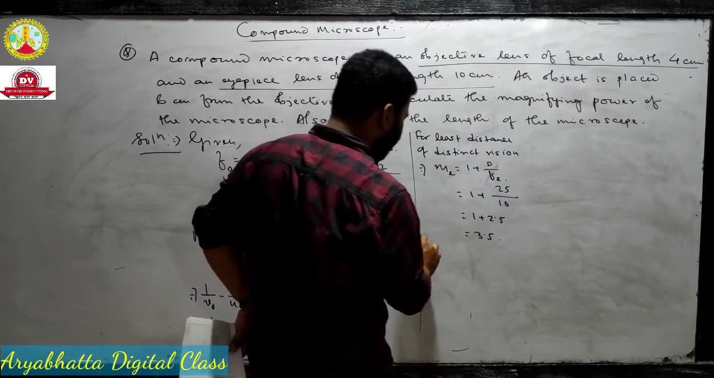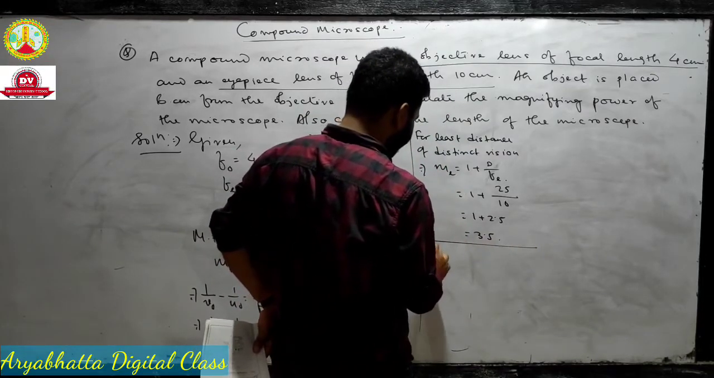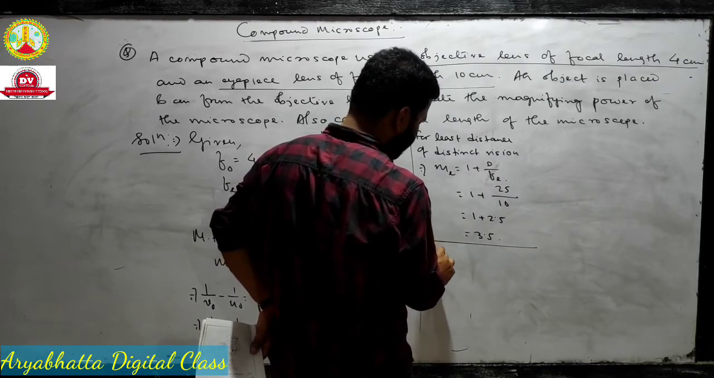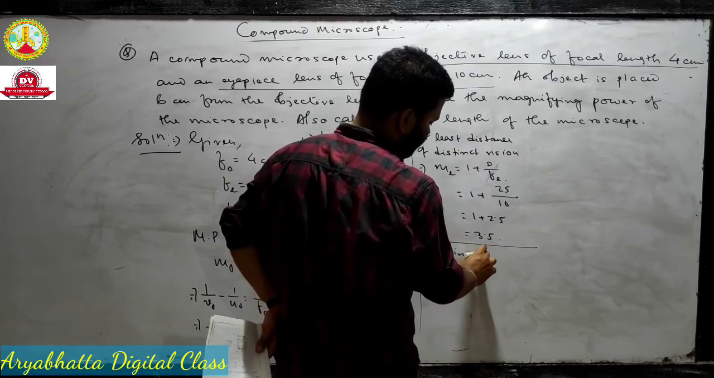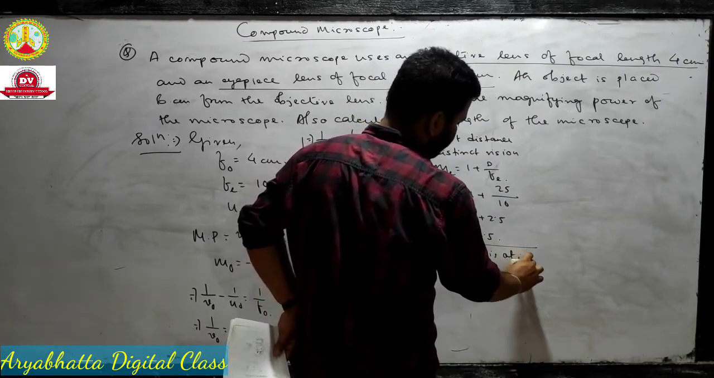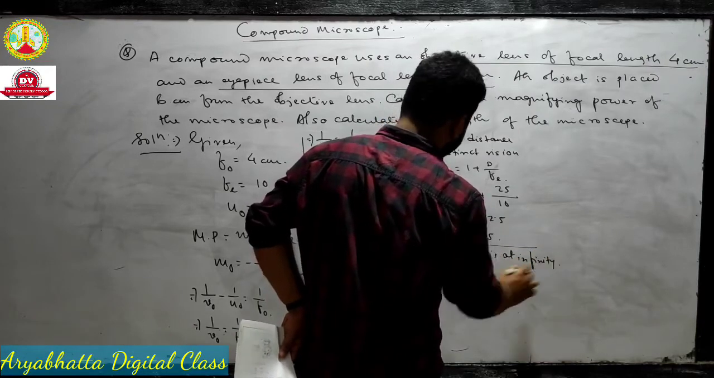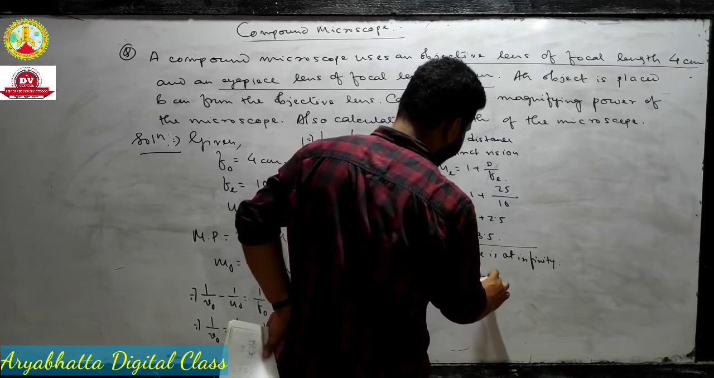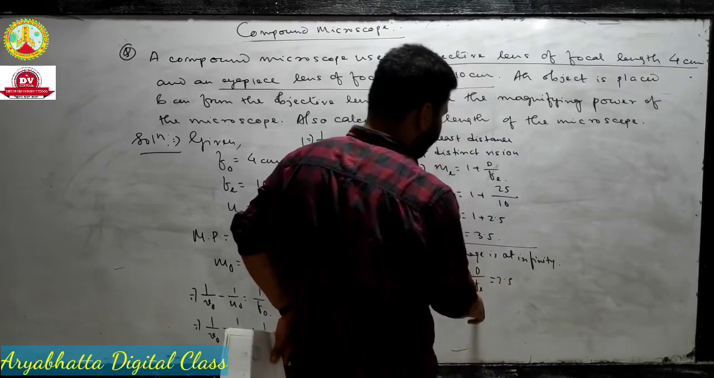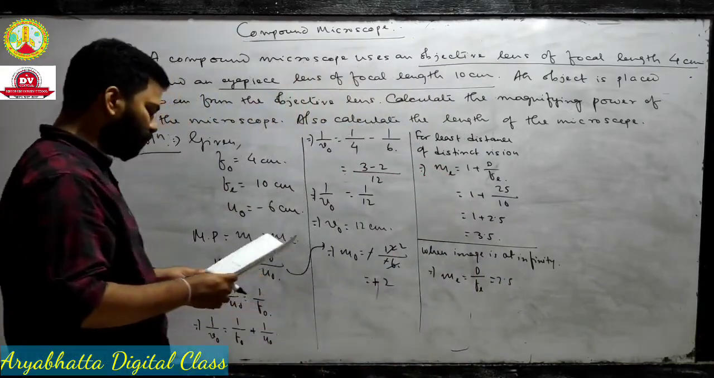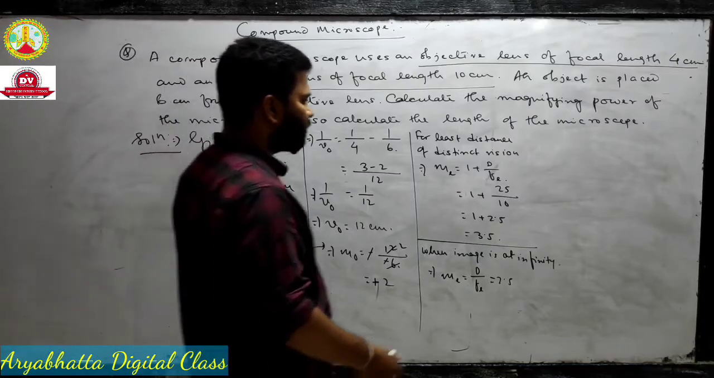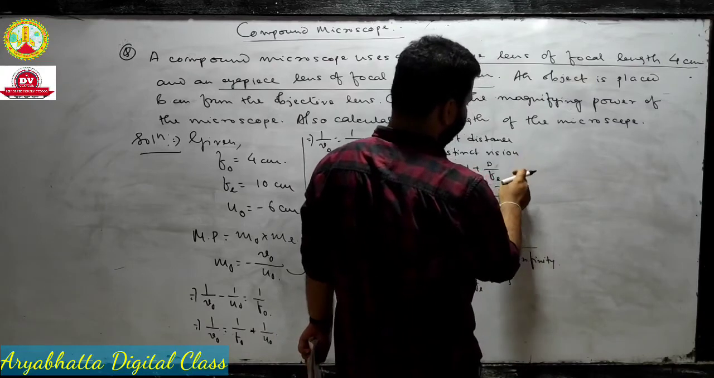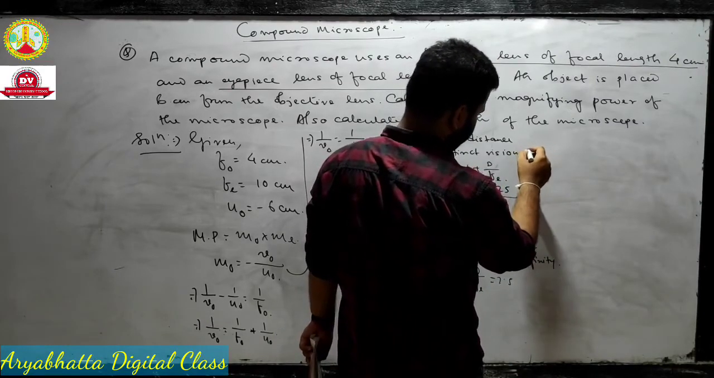Okay, and another one is for when the image is at infinity. When the image is at infinity, then the magnification produced by the eyepiece is D by FE. That is, it will be 25 by 10 is equal to 2.5. So for this condition, what will be the magnifying power?